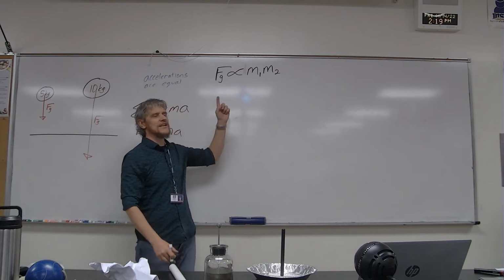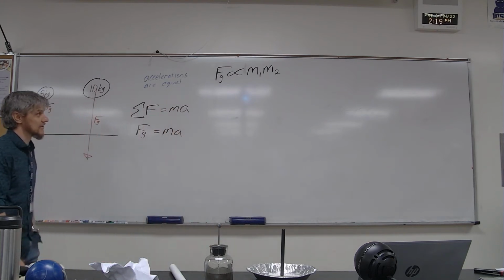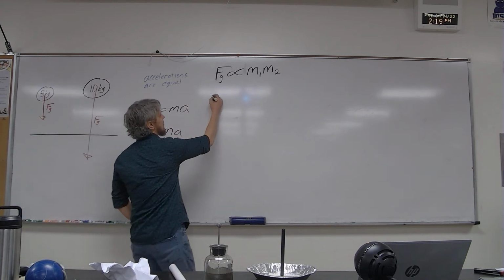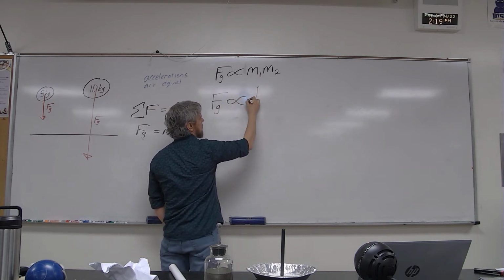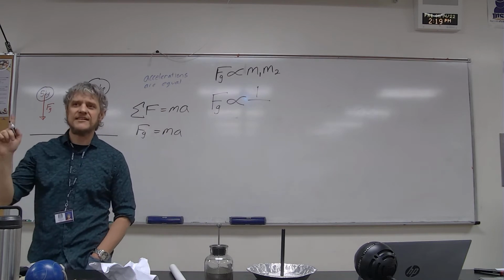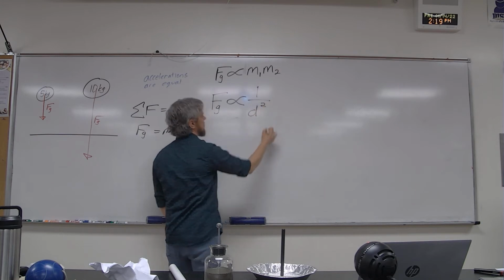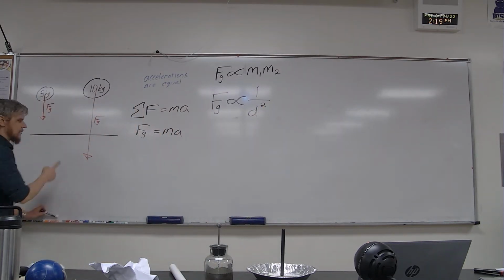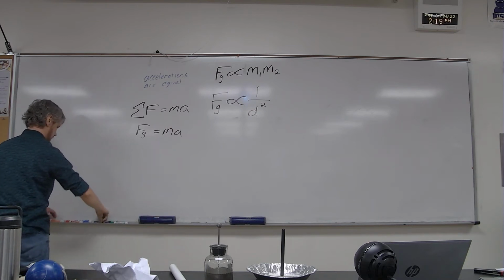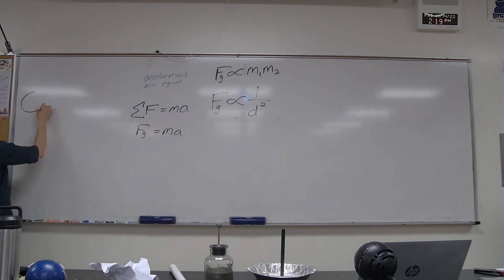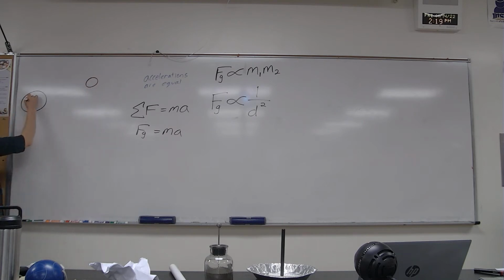Newton figured out that the gravitational force between two objects is directly proportional to the product of their masses. He also discovered that the force of gravity between the same two objects is inversely proportional to not the distance separating them, but the distance squared. So I'm going to modify this diagram over here. I'm going to pretend that these are two stars. Say we've got a black hole and a star, which we'll just call M1 and M2.